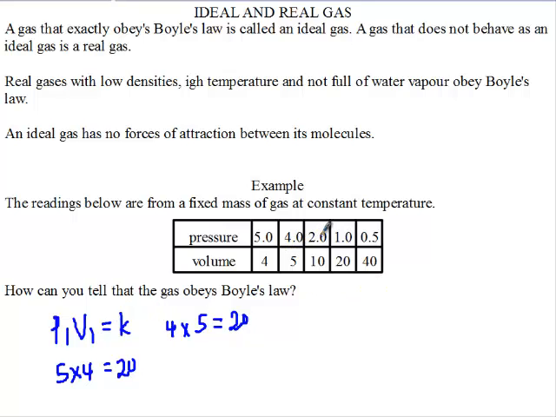In the third column, we have 2, and then the volume is 10. So pressure of 2 times volume of 10 should also be equal to 20. And then we have 1 times 20, that should also be equal to 20. And then we have half, or 0.5 times 4. That should also give us 20. So when you multiply the pressure and then the volume, they are all giving us a constant number, and that is 20. So this gas here obeys Boyle's law.